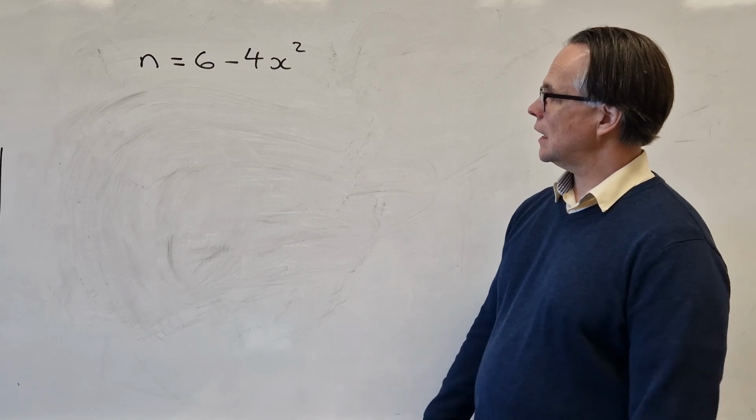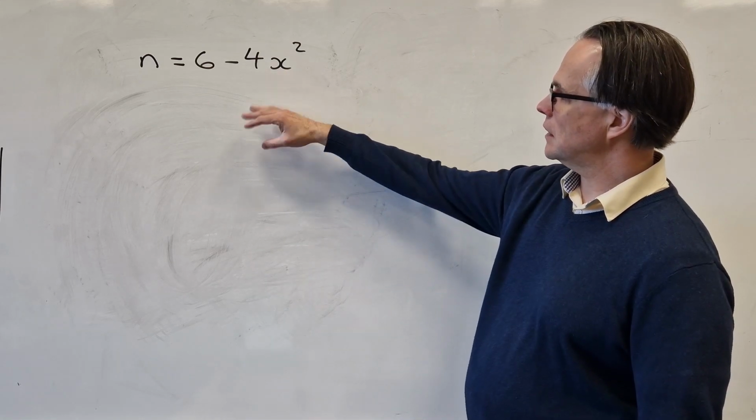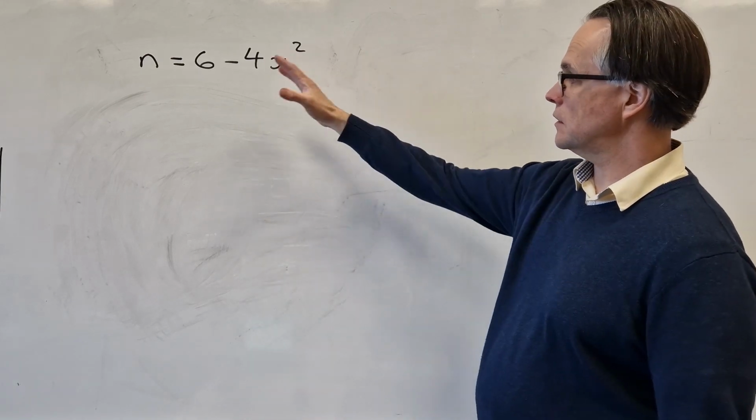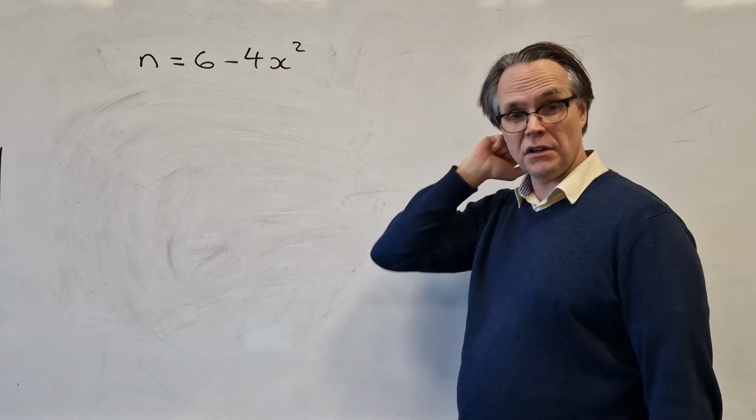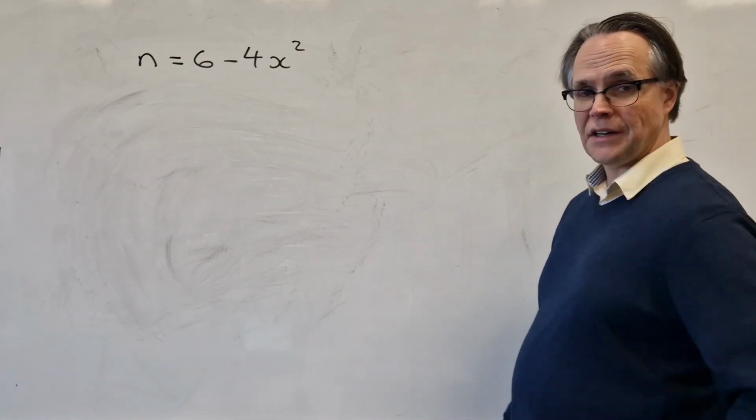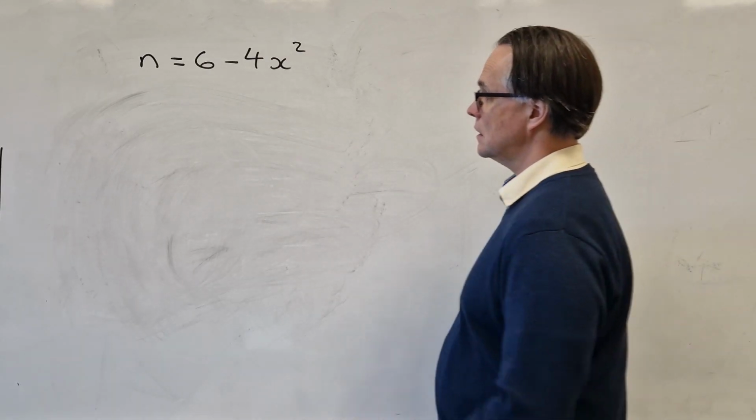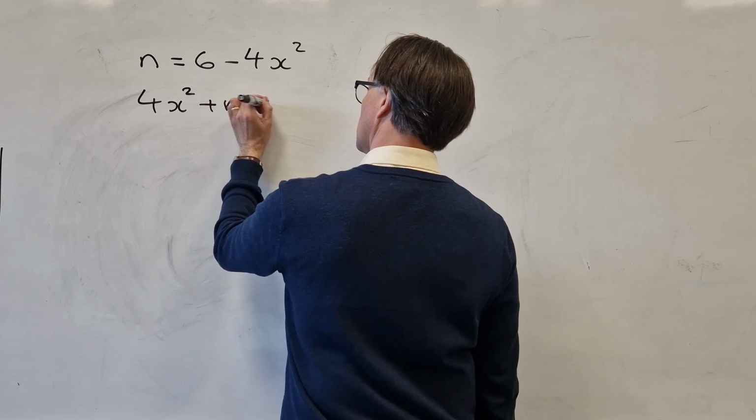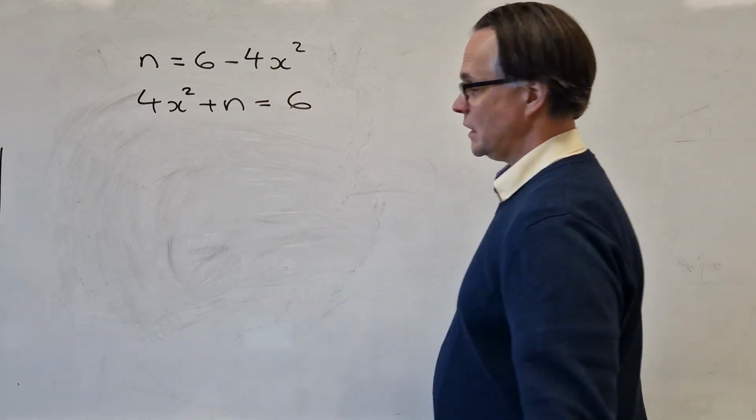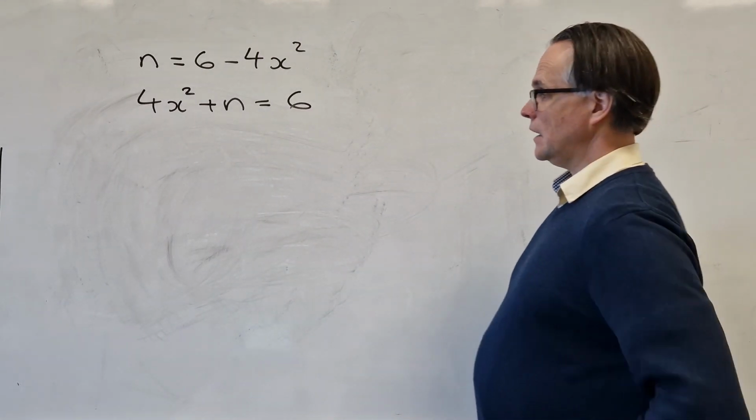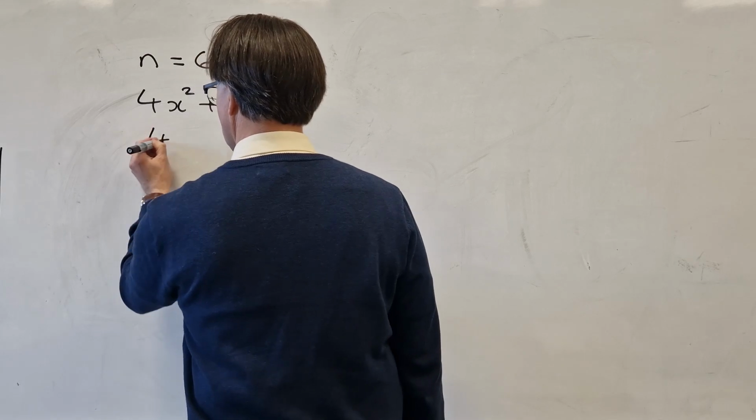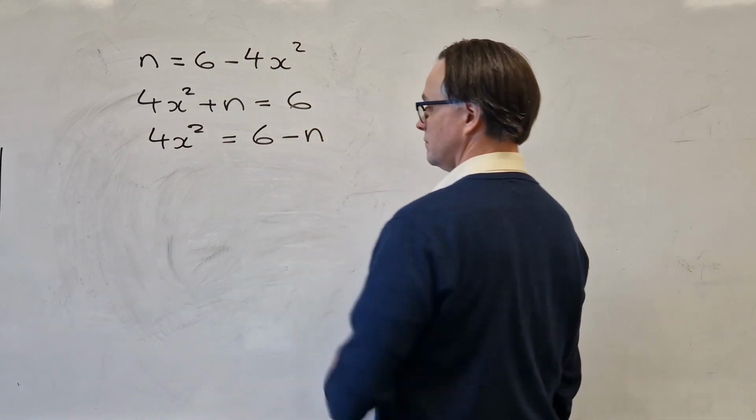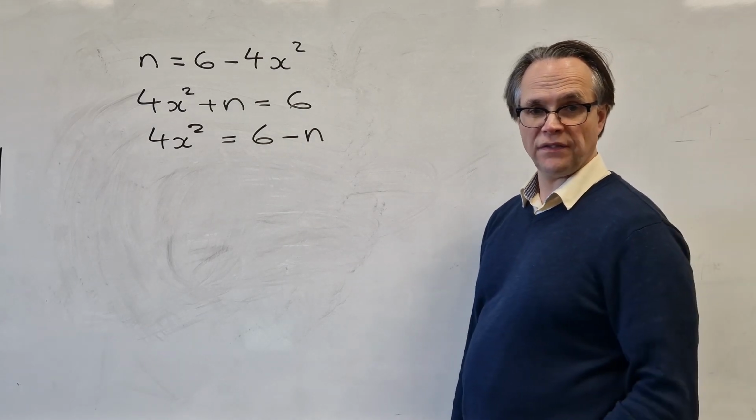So, what you could do, you might not like the fact that it's minus 4x squared. You might not like the fact that the x squared is on the right hand side. So you can get rid of both of those problems straight away by adding 4x squared to both sides. So if I do that, then I want to deal with the n, so I'll subtract n from both sides. And the 4, divide both sides by 4.